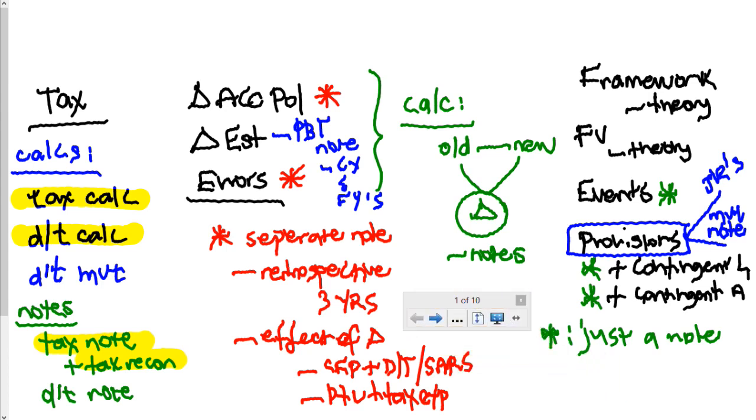I hope I'm not leaving anything out. No, we looked also at related parties. No, we didn't look at related parties. Related parties is not even this module. We finished off by looking at revenue.